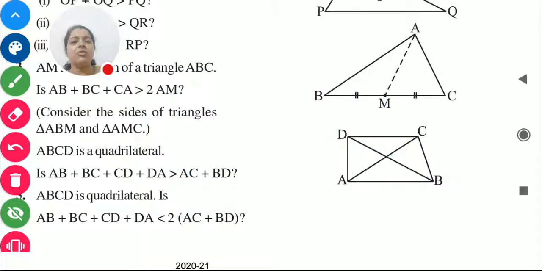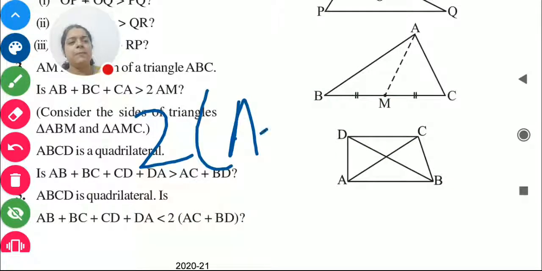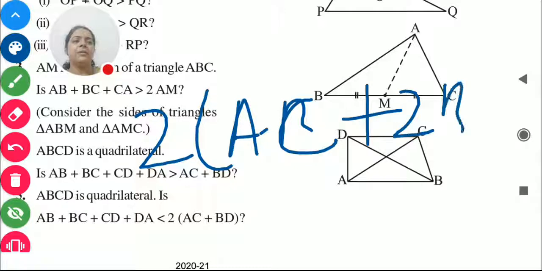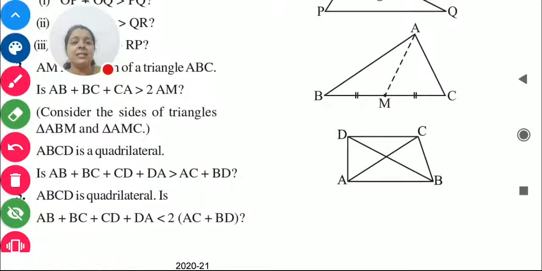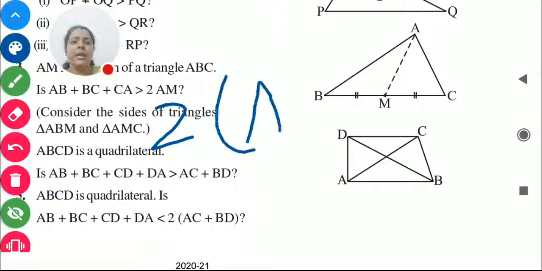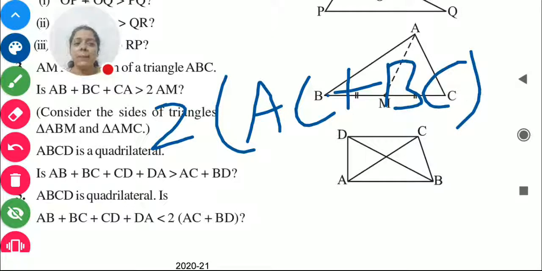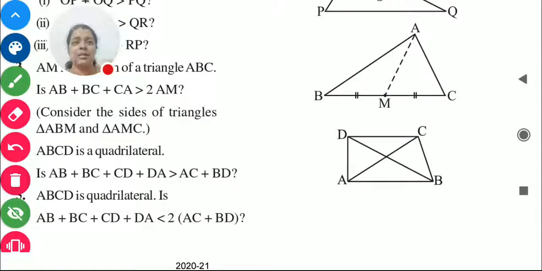So what can we mention? 2AC plus 2BD. So we can mention it like that, 2AC plus 2BD. So can you mention it like this? That 2 is common here. So 2 bracket AC plus BD. Okay. So both the times what happened? Both the cases we have one thing common. 2 was common. So what the actual scene was?